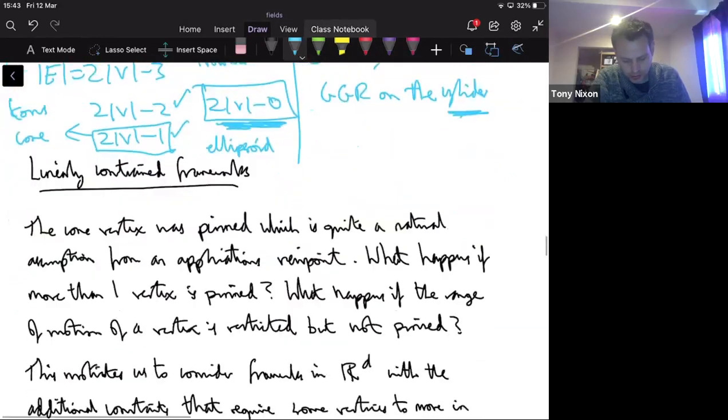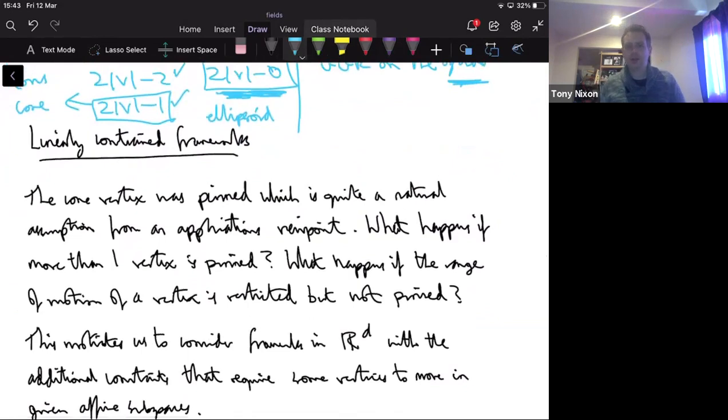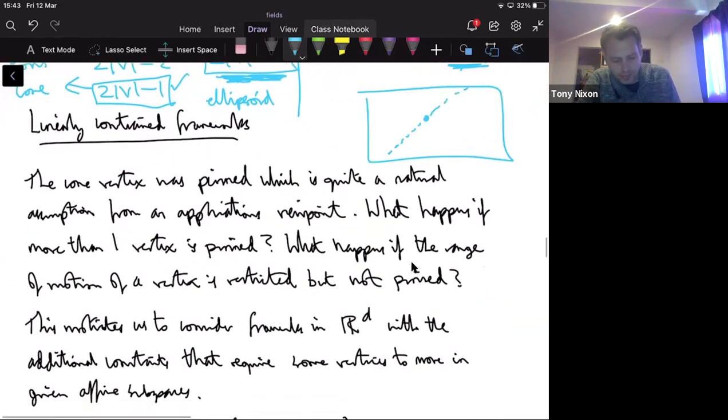Okay, so let me say a little bit about pinning more generally. I mentioned you can pin more than one vertex, which we haven't had yet. And instead of pinning an entire vertex, say we live in 2-dimensional space and you have this vertex, instead of saying it's locked into position, you could say maybe it moves on this fixed line and moves in a 1-dimensional way instead. This is really the subject that we call linearly constrained frameworks.